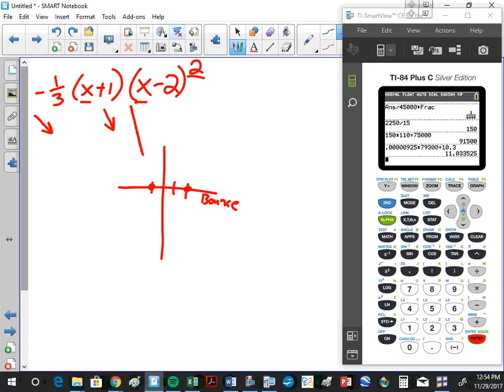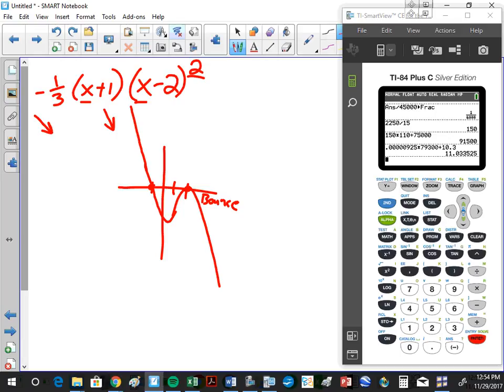So I come down. What happens at -1? Go right through. Right through. And then I got to come back up. What's going to happen at 2? It's going to bounce off and then go in that direction.